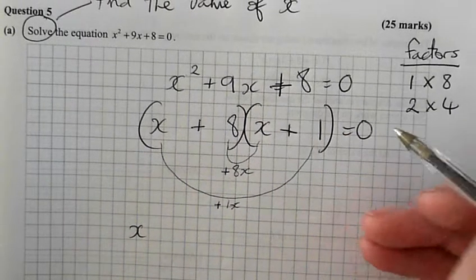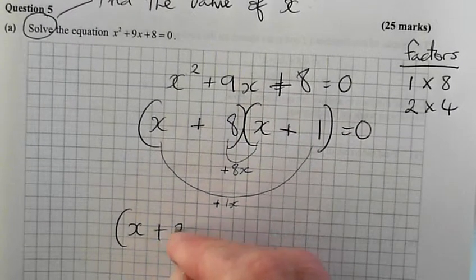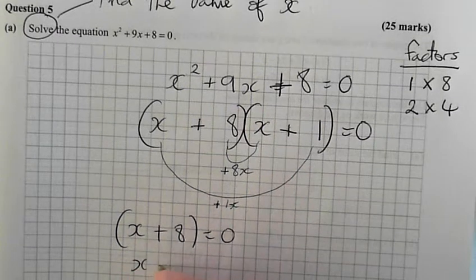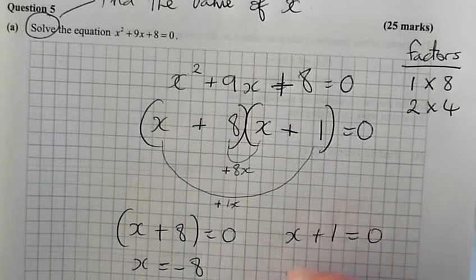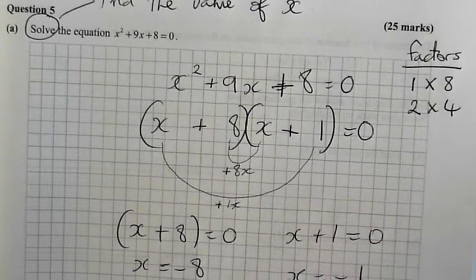Yeah, so what's the next step, Ben? X plus 8 is equal to 0, x is equal to minus 8. And then x plus 1 is equal to 0. X is equal to minus 1.